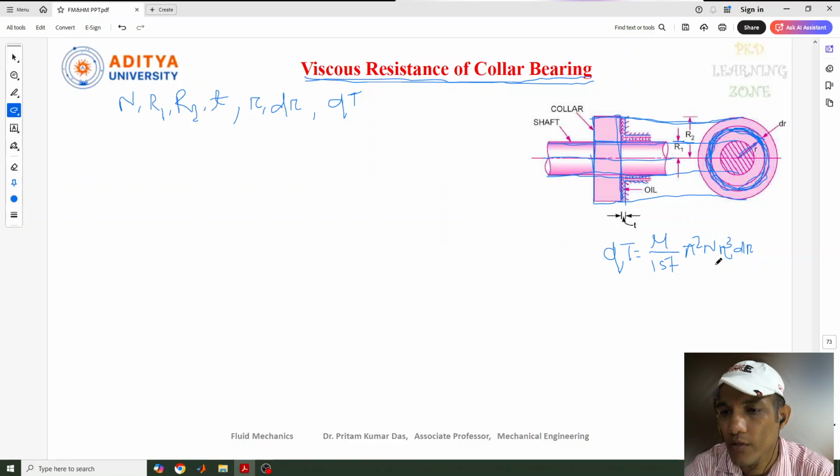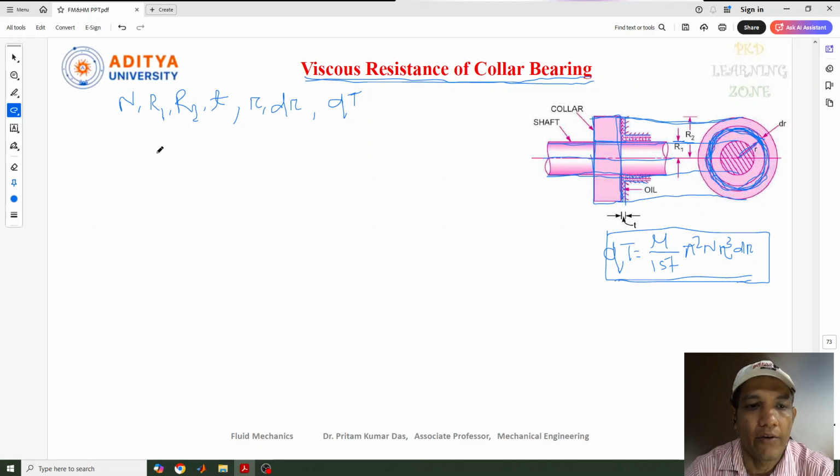So this was the equation we got during our footstep bearing, and this is the dT. Okay, if you have seen that one, well and good. Otherwise, I'll derive it from the start. We need to start from the area of the elemental ring. Here not A, we need to consider dA because it is a very small one. So dA we can write 2 pi r dr. This one we can call equation 1.